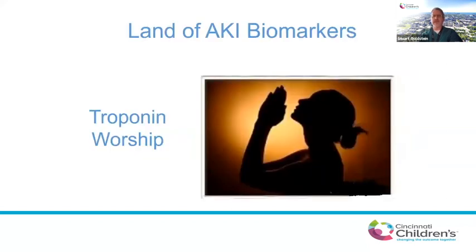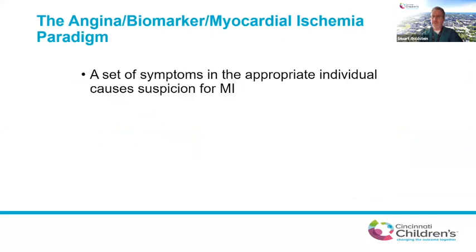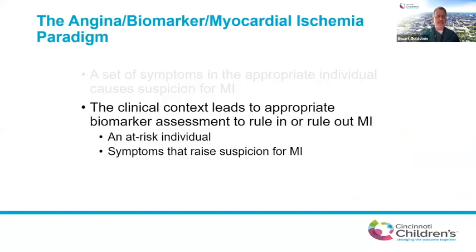So the land of AKI biomarkers has also become characterized as worship of troponin for the acute coronary syndrome. But we need to think about that syndrome. That's a set of symptoms in the appropriate individual that causes suspicion for acute kidney injury. And it's the clinical context that leads to the appropriate biomarker assessment to rule in or rule out the MI in an at-risk individual and in symptoms that raise suspicion for the MI.